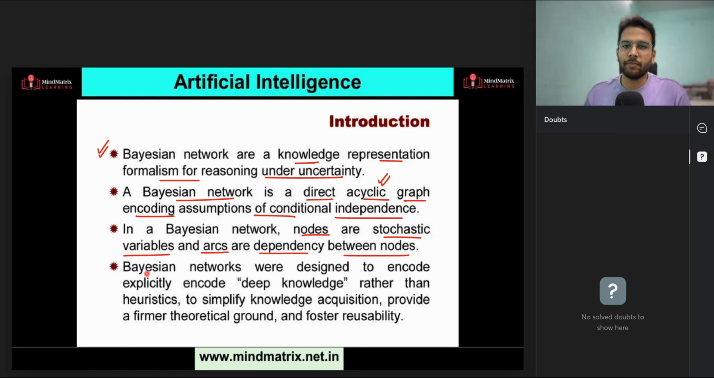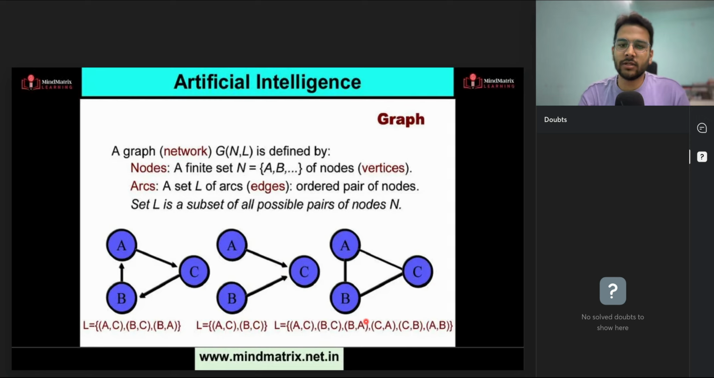What else? Bayesian networks explicitly encode deep knowledge rather than heuristics, to simplify knowledge acquisition, provide a firmer theoretical ground, and force use. We will see how we can use this Bayesian network to answer any question that we have. Fine. Before even starting with what a Bayesian network actually is, let's talk about a few terminologies, like trees and graphs.